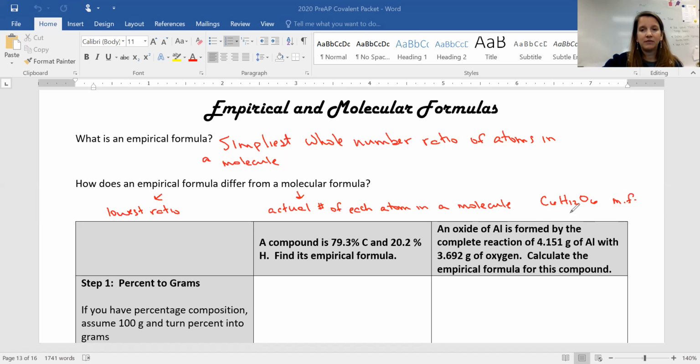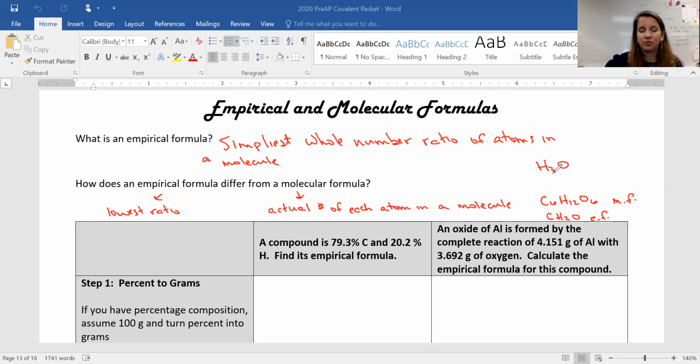The empirical formula of this would be then CH2O, because that's what it is after you take your lowest whole number ratio. So some empirical formulas can be the molecular formula. If you look at water, for example, H2O, that is the lowest whole number ratio because you can't divide the subscripts by the same number. And it's also the molecular formula of water because that's what water is. It's 2 hydrogens for every 1 oxygen.